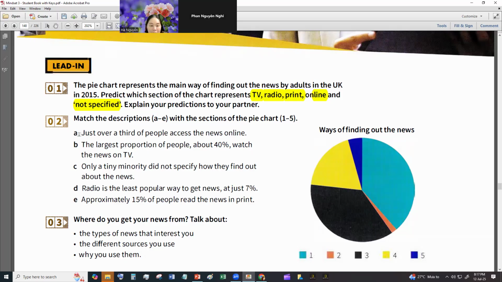So now we have A, B, C, D, E in exercise 2. They are descriptions of the pie chart. So I'd like you to look at them and then match them with the sections of the pie chart. Okay, so you have 3 minutes for this.